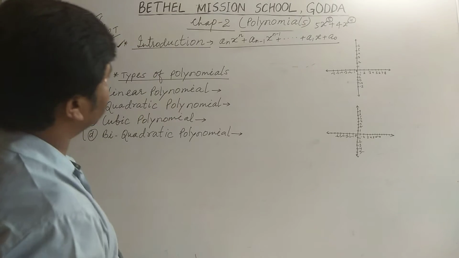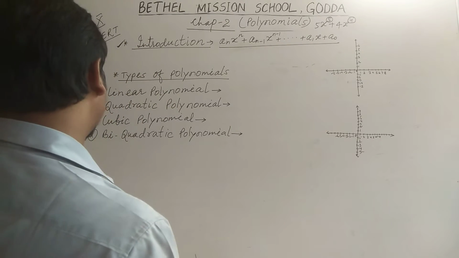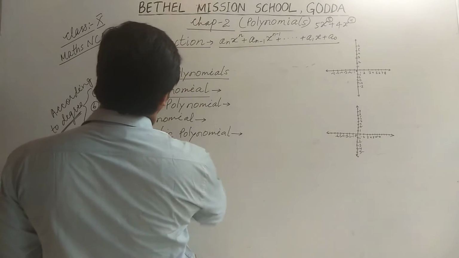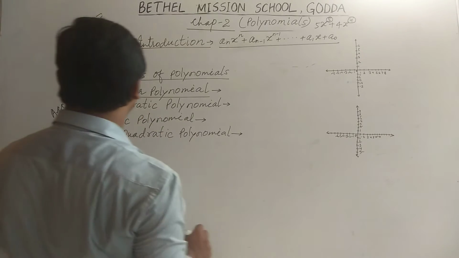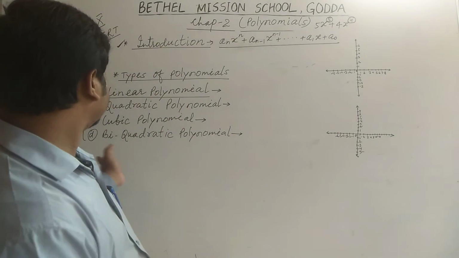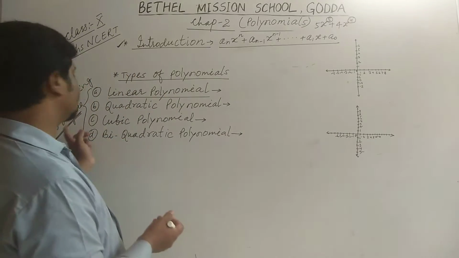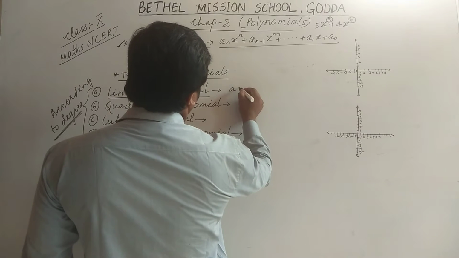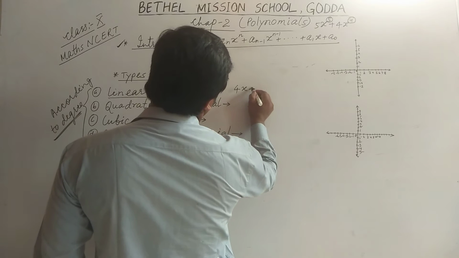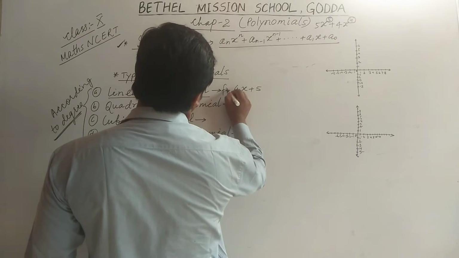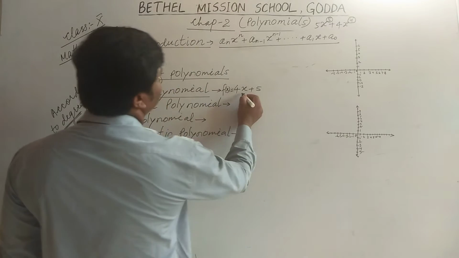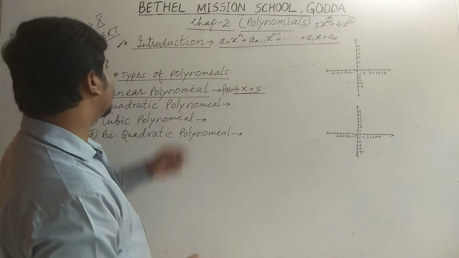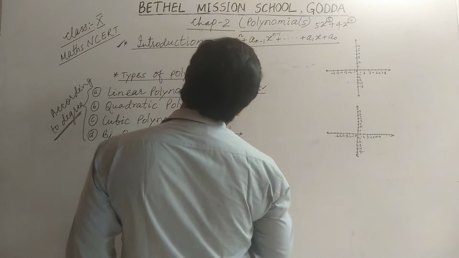Now we have to understand what types of polynomials there are according to degree. You see, linear polynomial, quadratic polynomial, cubic polynomial, and biquadratic polynomial. These are the types of polynomial according to degree. Linear polynomial means, for example, f(x) = 4x + 5. You can see the degree of this polynomial is 1. So for a linear polynomial the degree will be 1.